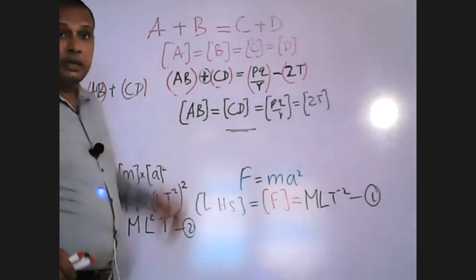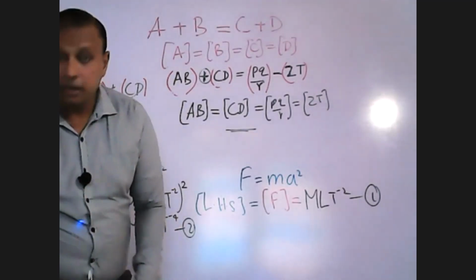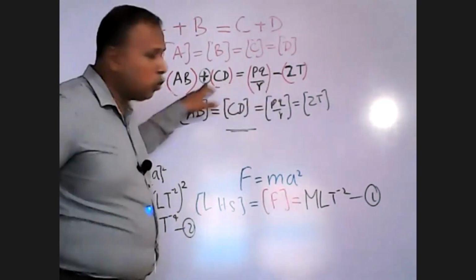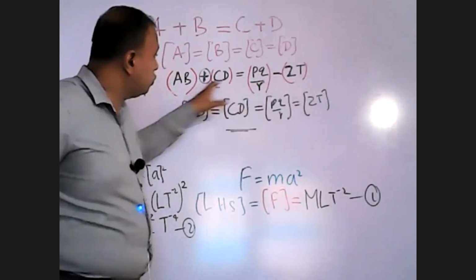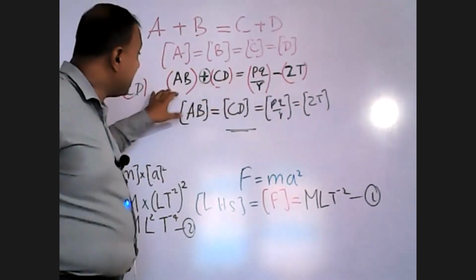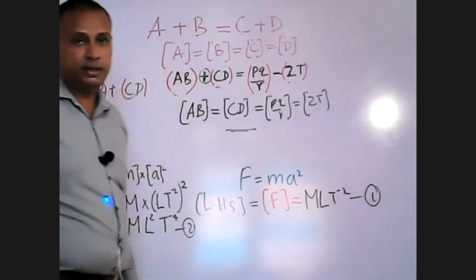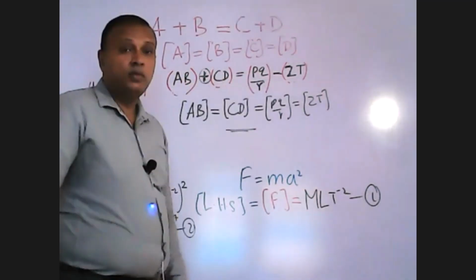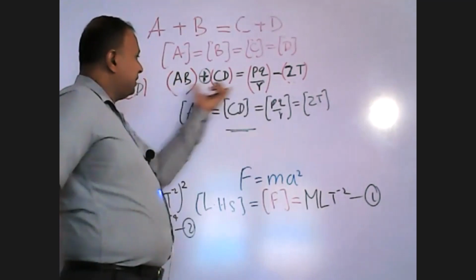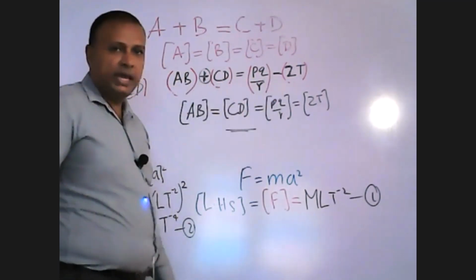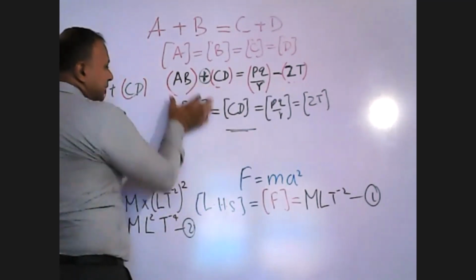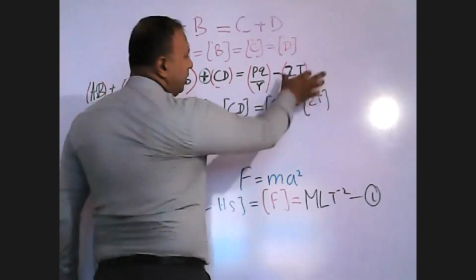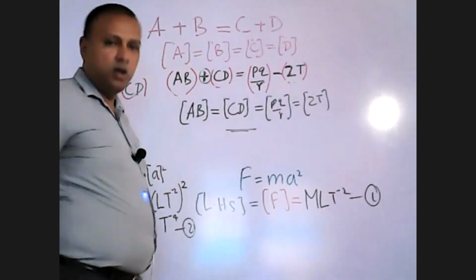So in this case, there are four terms because there are plus and minus signs. That means there are four terms. And the equal sign means the left hand side is equal to the right hand side. If they are equal, definitely the dimension of AB should be equal to the dimension of CD, the dimension of PQ over R, and the dimension of ZT. Everyone should be equal.